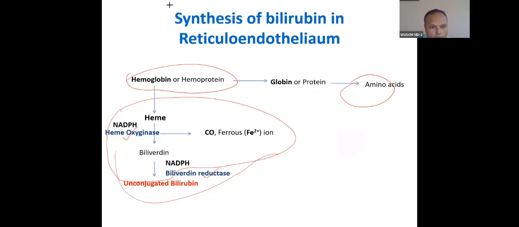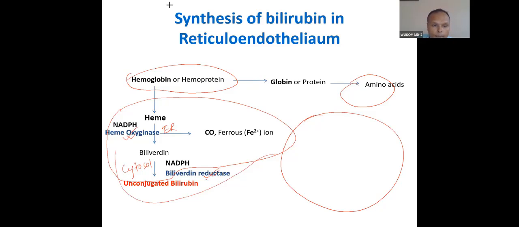This heme oxygenase reaction actually happens in the endoplasmic reticulum, and this one in the cytosol. So understanding where a reaction happens is also important for USMLE, because sometimes they ask questions like, where is this enzyme present? They will put a picture of this reaction and ask where this enzyme is present. So this is present in the endoplasmic reticulum, and this is present in the cytosol.